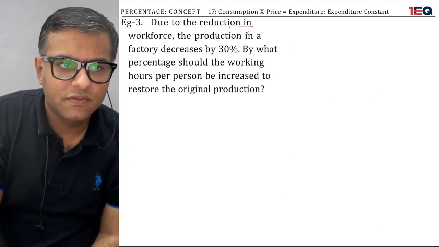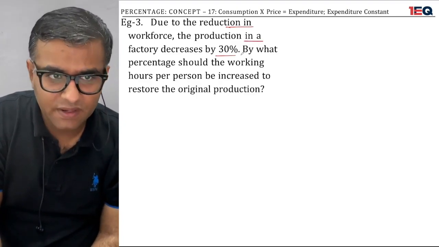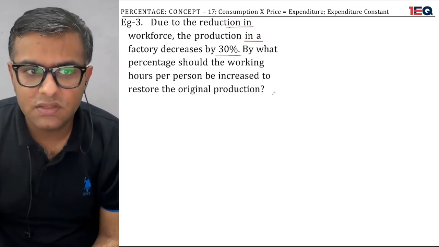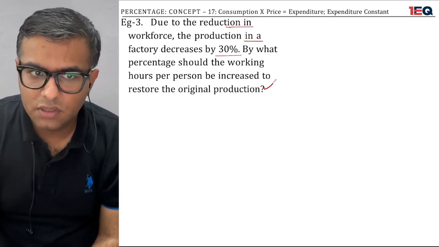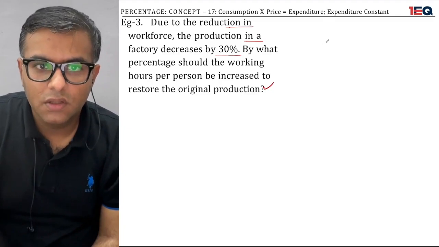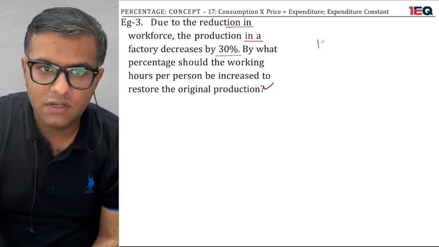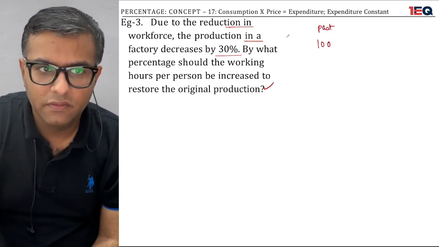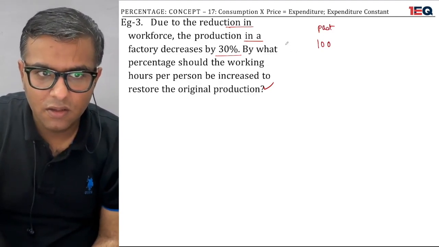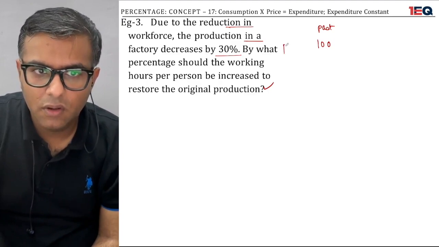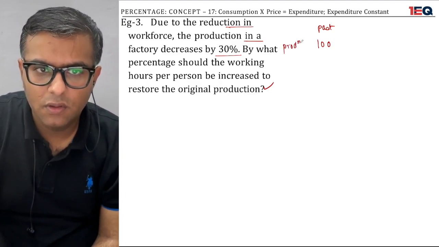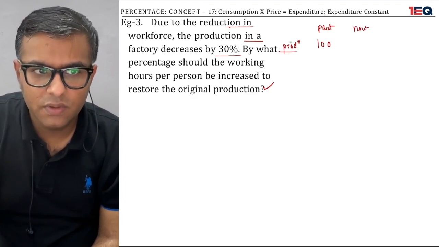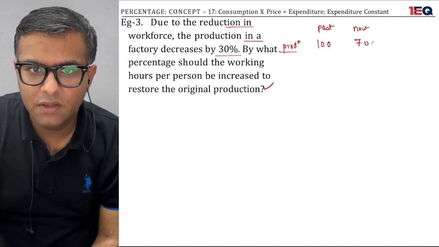Due to the reduction of workforce, the production in a factory decreases by 30%. By what percentage should the working hours of a person be increased to restore the original production? Okay? The workforce in the past was 100%. The workforce can be interchanged by productivity, or the production. The production was 100 in the past. The production now is 30% less, which is equal to 70.